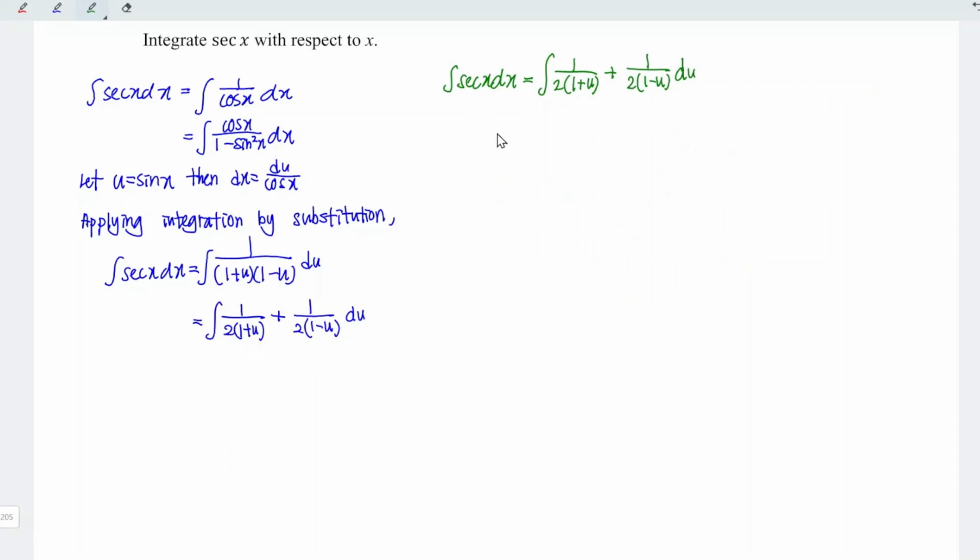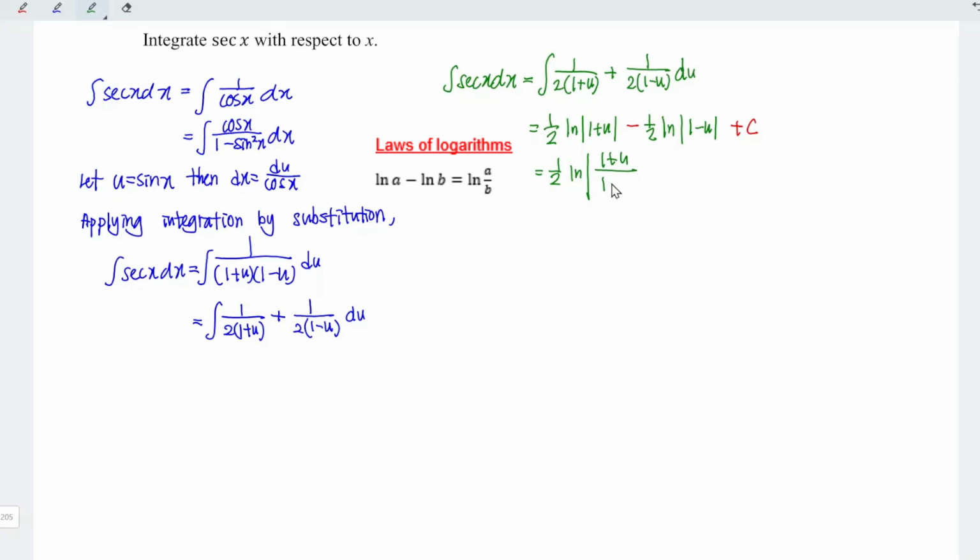And now we can integrate with respect to u. For the constant factor, we can take it out, so we have 1 over 2. The integral of 1 over (1 plus u) is ln (1 plus u). And we have 1 over 2 for the second term as well. The integral of 1 over (1 minus u) is also a logarithm, ln (1 minus u), but since this is negative, we should have a minus here. And remember to add the constant c. So we should have 1 over 2 times ln of (1 plus u) divided by (1 minus u). Remember to add the constant c.